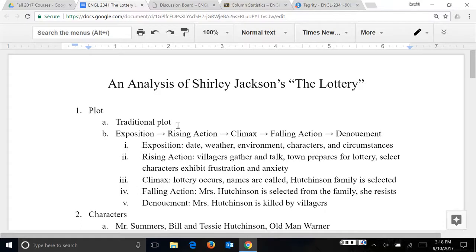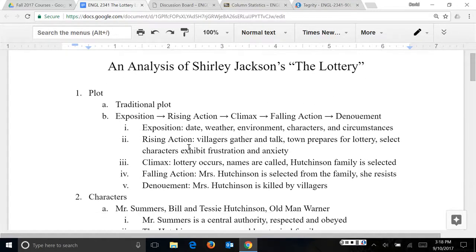And I want to talk about plot first because we just went over it in the last lecture. We talked about Freytag's pyramid. This whole idea of there being like a sort of pyramid with a flat line, a rising action, a climax at the top, a falling action, and a denouement, right?